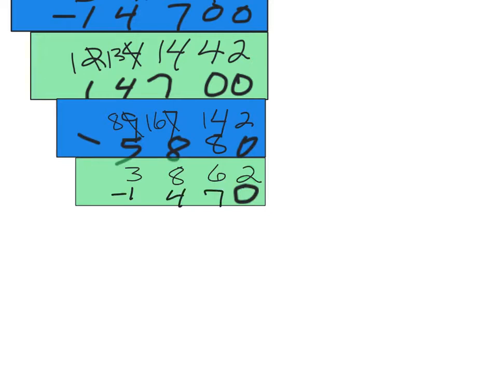147 right there. And as always, checking for trouble coming. I got none. I do have trouble coming here. So I'm going to borrow from the 8, turn that 8 into a 7, 6 into 16. I have no trouble here and none here.